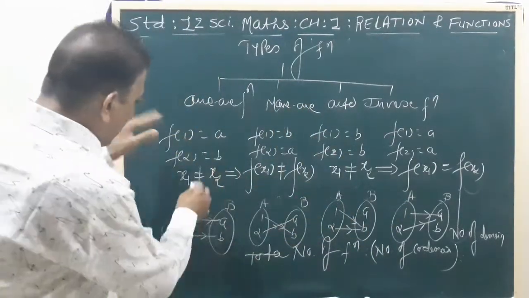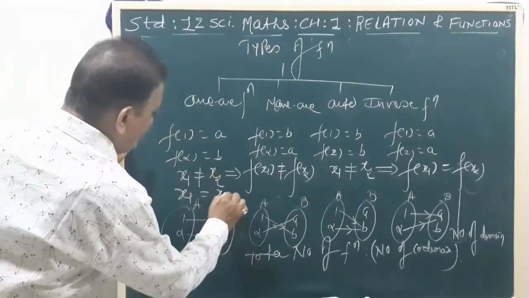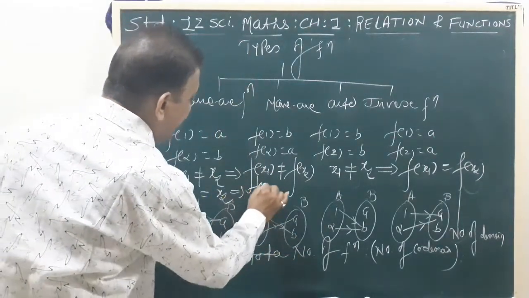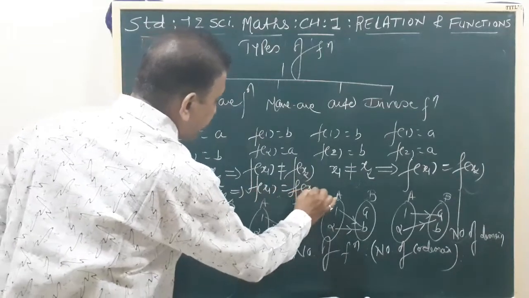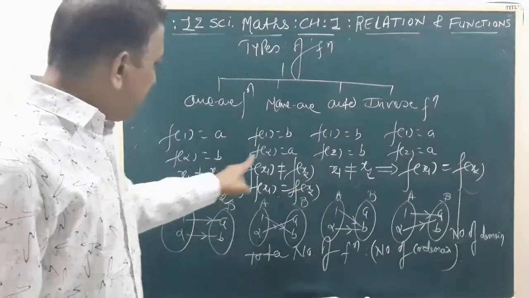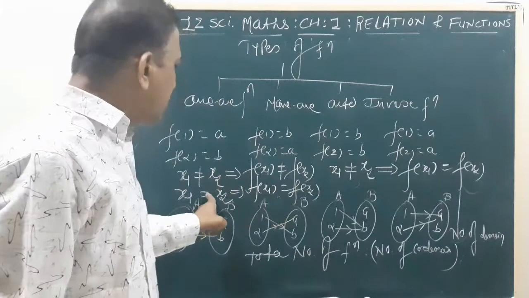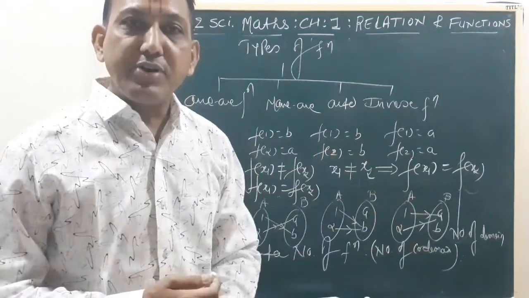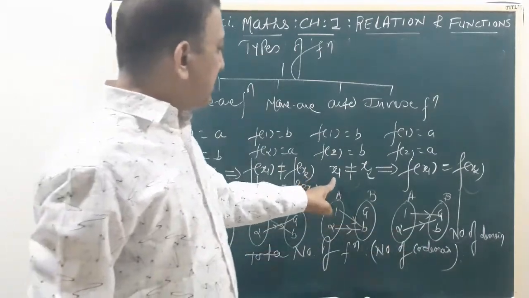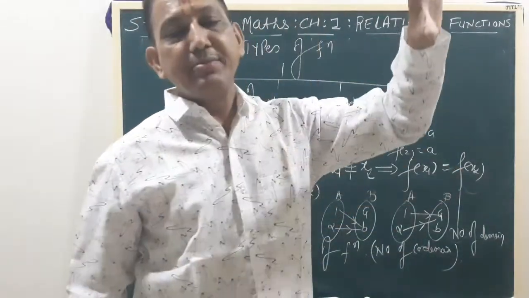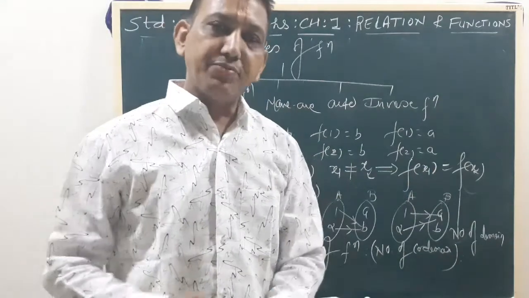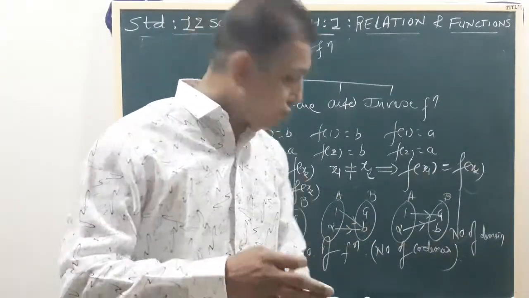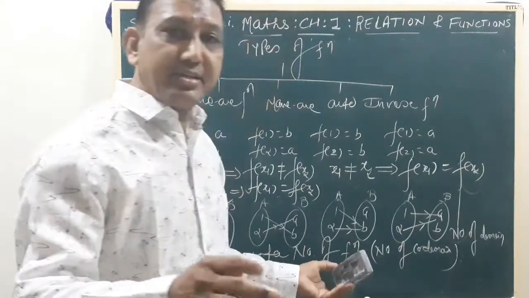Suppose you take equal values: if x1 and x2 are equal, the answer is also equal. It is called one-one function. But many-one is different value but the same answer. Is that clear? Look at your textbook definition, page number 6 or 7, I think.